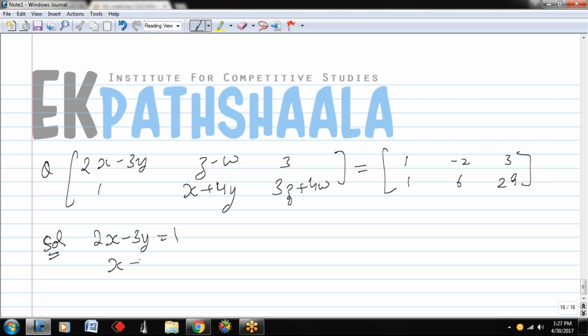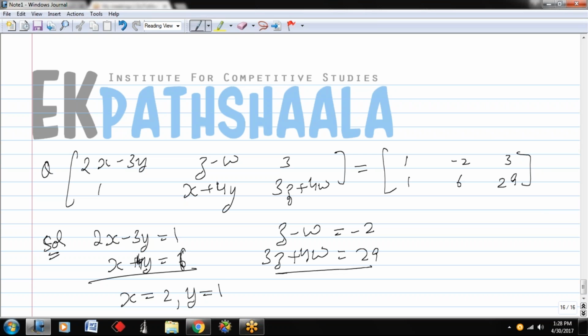This will be this. X plus 4y will be 6. So we know how to solve this. On solving this, what is the value of x, Abhi? X is 6. Sir, x is 2. X is 2, sir. And what is y? Y is 1. And the second equation will be z minus w and 3z plus 4w. Z minus w is minus 2. 3z plus 4w is 29. What is the value? Z is 3, W is 5.